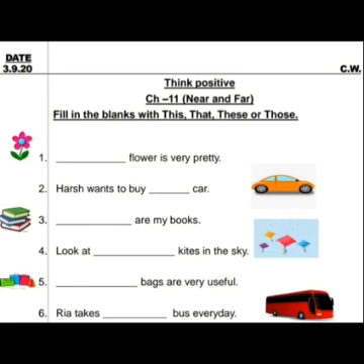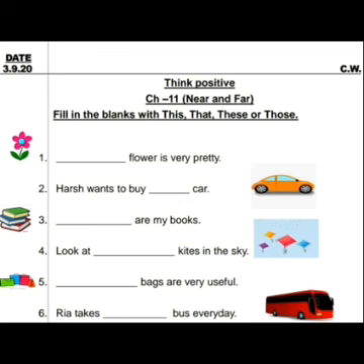Number 3, dash are my books. Now you can see the books are near to the number 3 and they are plural. So what we will use? These. These are my books. Number 4, look at dash kites in the sky. So kites are plural and they are far away from the number 4. So what we will say? Look at those kites in the sky. Number 5, dash bags are very useful. Now bags are plural and bags are near to the number 5. So we will say these bags are very useful.